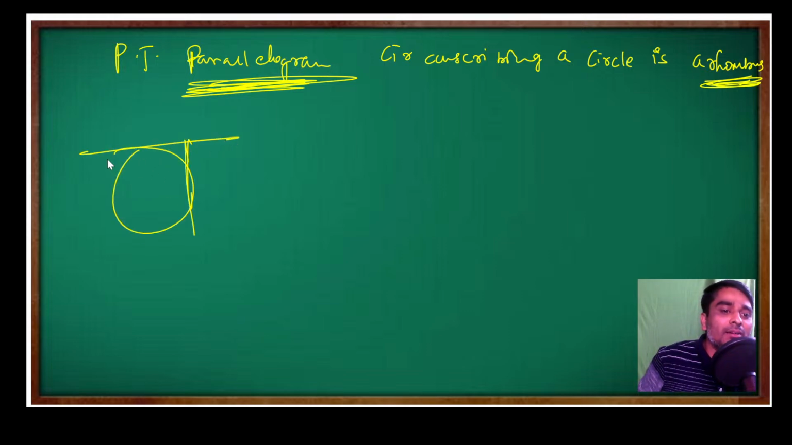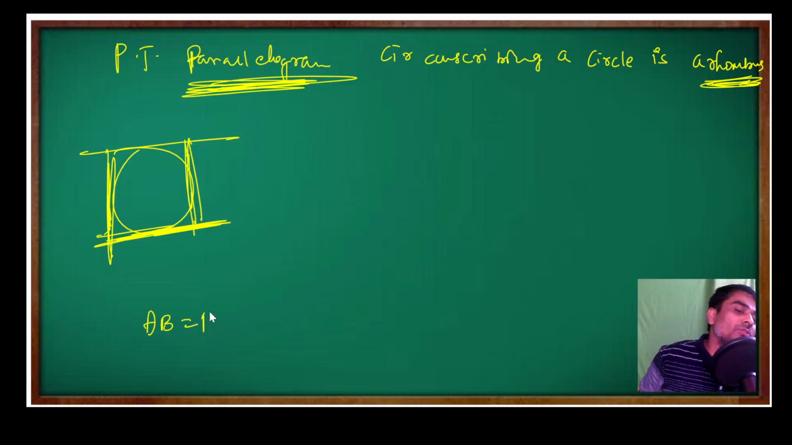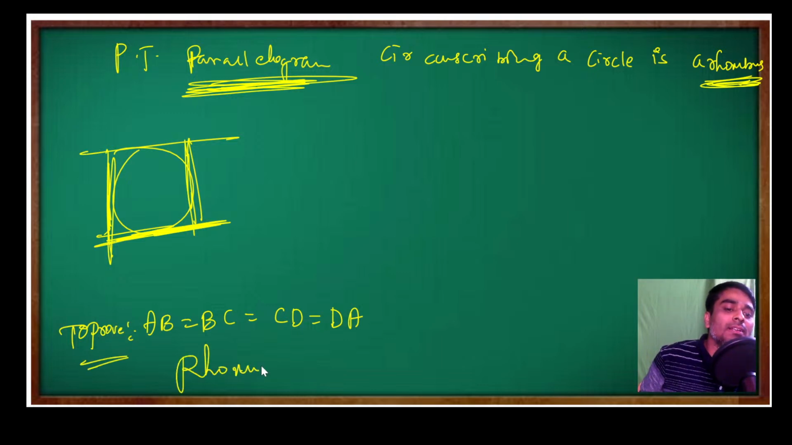This parallelogram, don't go on a figure, just understand. Parallelogram, end up with rhombus. Rhombus means what? You should show 4 sides equal: AB, BC, CD, DA. This is what you need to prove. Then it will be a rhombus. Same question, same like this only.